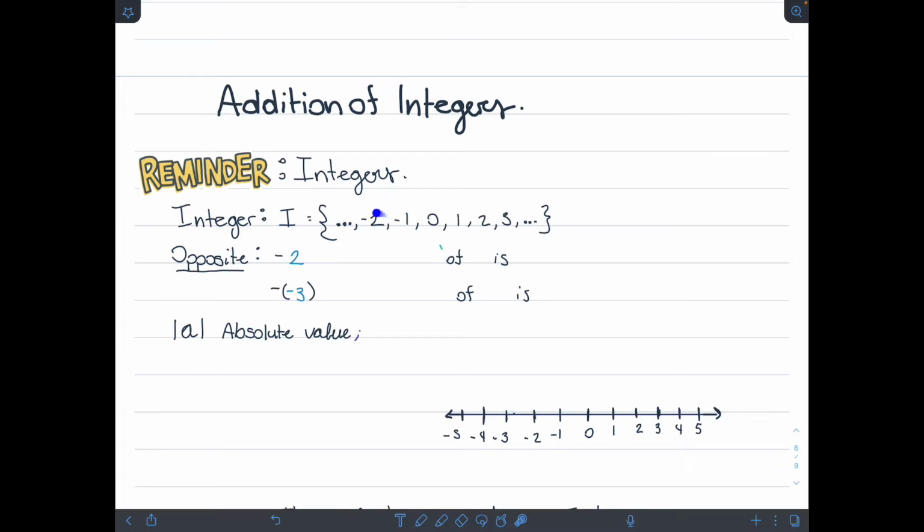Integers. Integers are the set in which they can be -2, -1, 0, 1, 2, 3, all the way to positive infinity, all the way down to negative infinity.